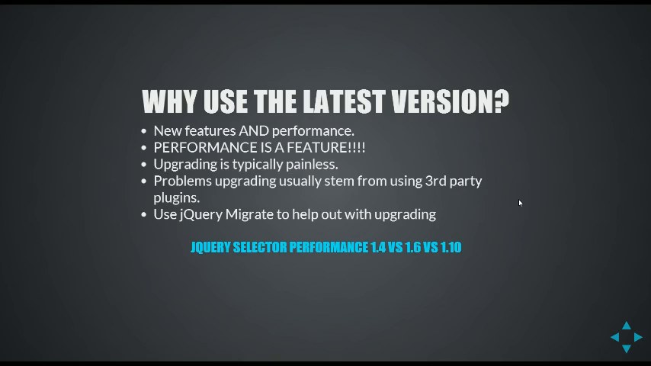Typically, upgrading any issues I've encountered has been with third-party plugins, whether it be just out of date code that hadn't been upgraded in several jQuery versions. If you want to see a performance test between the selectors between 1.4, 1.6, 1.10, I have a link here to a JS perf test. There are drastic increases between each version of jQuery with the selector engine, Sizzle.